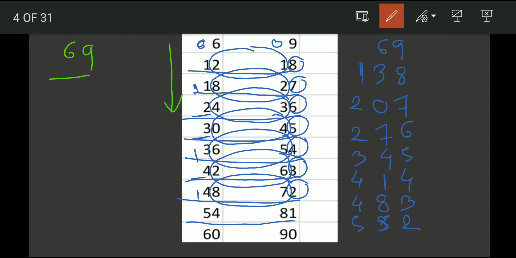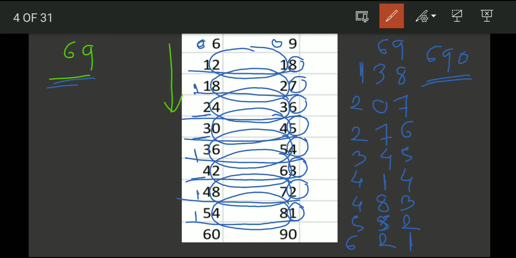Now here what do we do? We write 1 as it is. We add 8 plus 4, 12. So write only 2. 1 carry over. 5 plus 1, 6. And 69 tens are 6. So our table of 69 is ready.